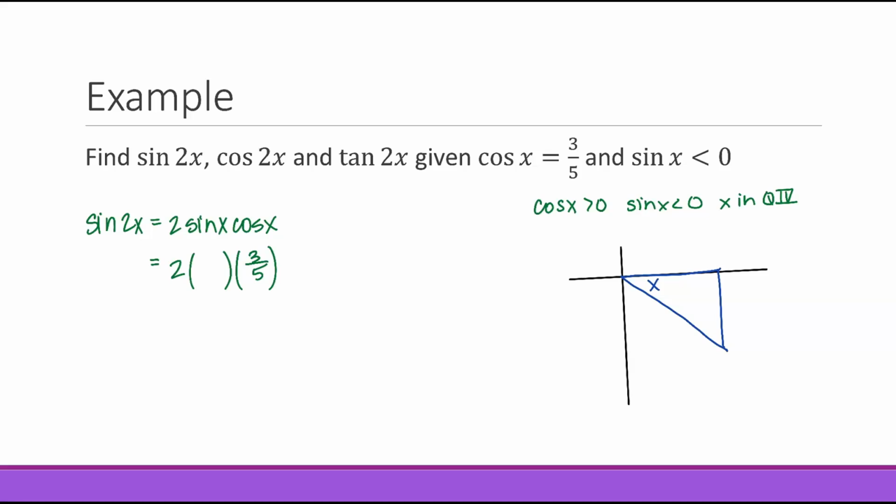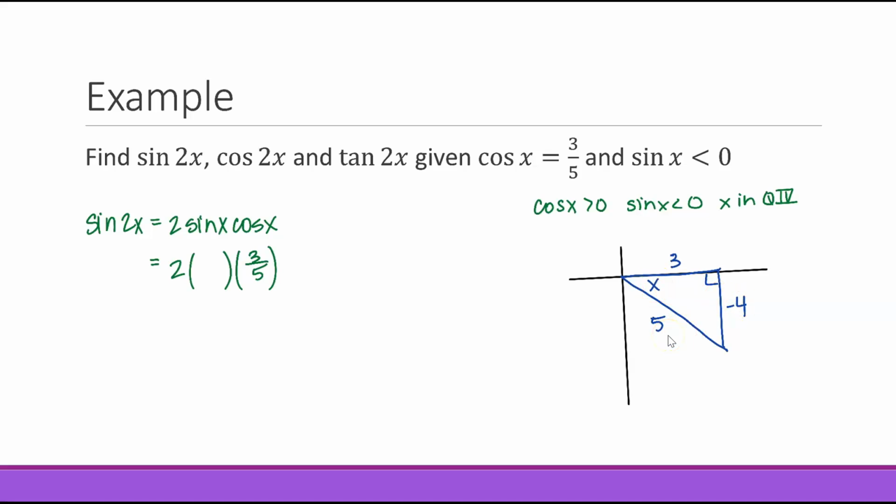So here's x, and what do we know? Cosine is adjacent over hypotenuse. So here's 3 and here's 5, the adjacent side, the hypotenuse side. So we're missing the opposite side, which is 4. But it has to be negative because it's going down, because this is going to be a 3, 4, 5 right triangle.